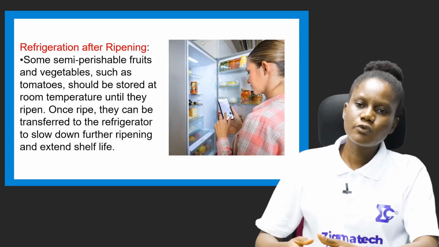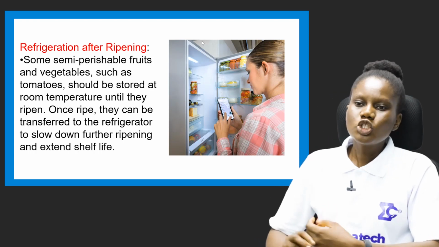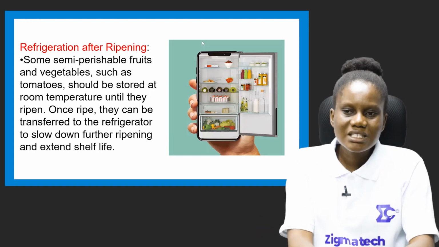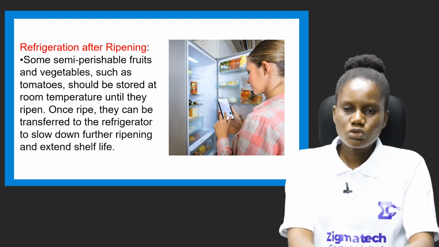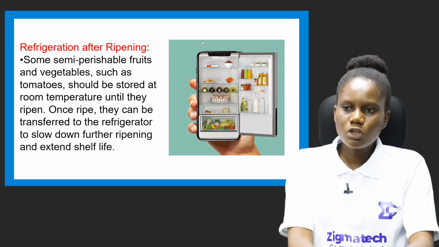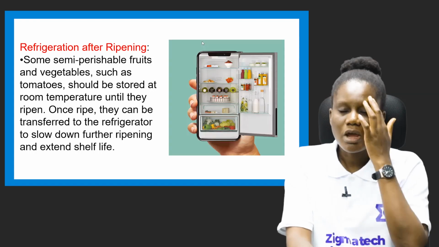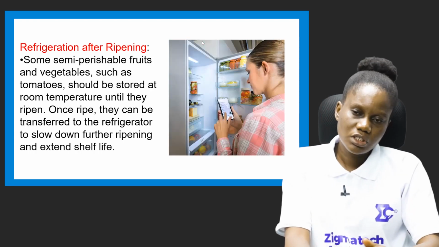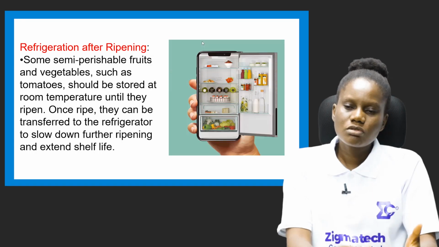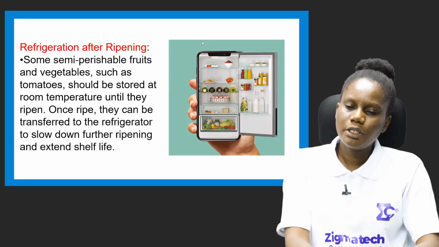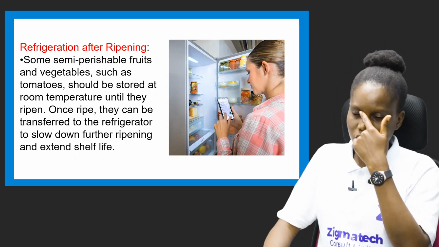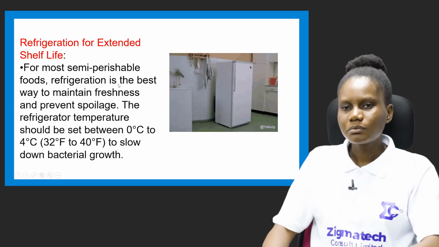Some semi-perishable fruits and vegetables such as tomatoes should be stored at room temperature until they ripen. So you should store your tomatoes. The ones you are supposed to store at room temperature are the ones that are unripe. But once it gets ripe, take them to your fridge and refrigerate them. Once ripe, they can be transferred to the refrigerator to slow down further ripening and to extend their shelf life.